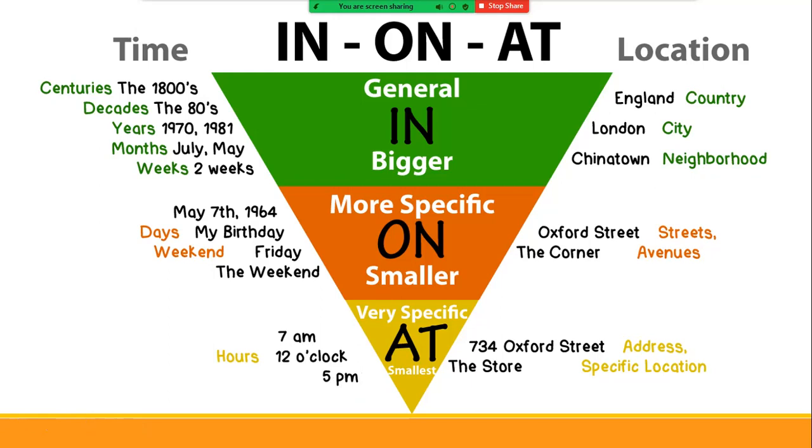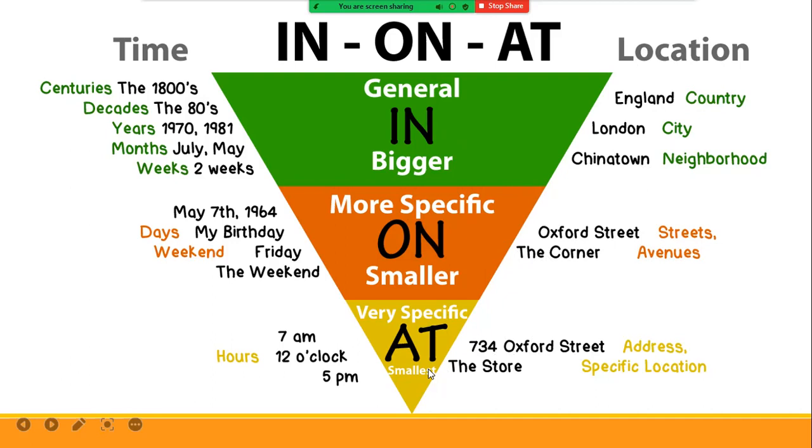Any questions about it? No questions? Okay. Let's see how you use the same prepositions in relation to place or location. When do you use in? When you talk about countries, in England, or cities, in London, or neighborhoods, in Chinatown. When do you use on? When you talk about streets, on Oxford Street, on the corner, or avenues, for example. And when do you use at? When it's something very specific.